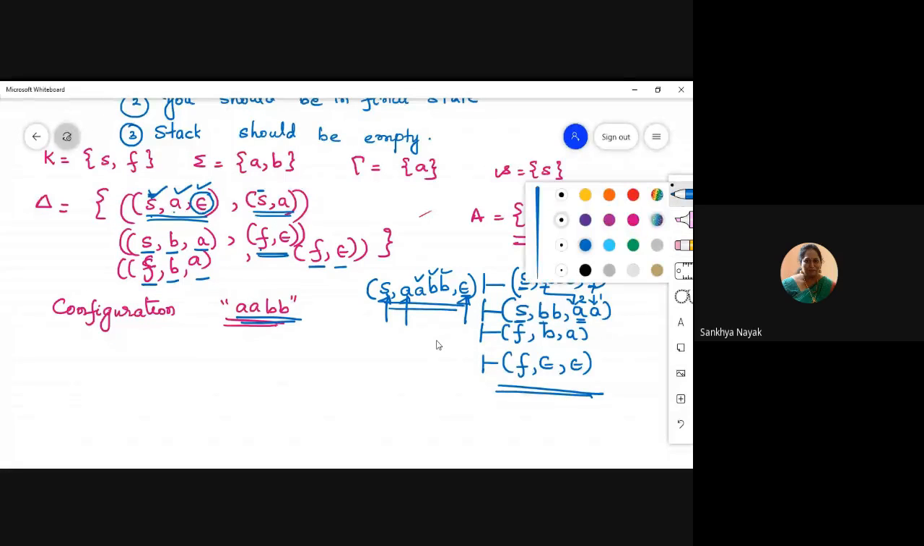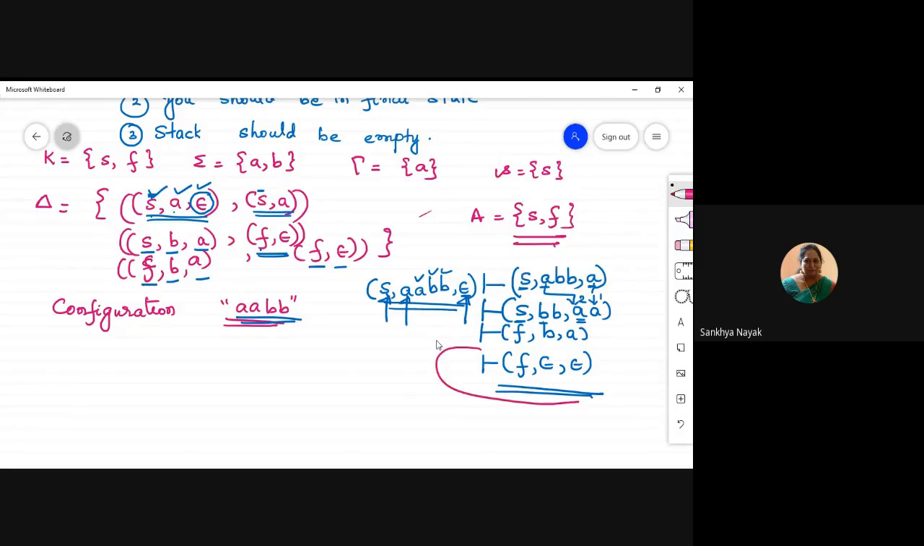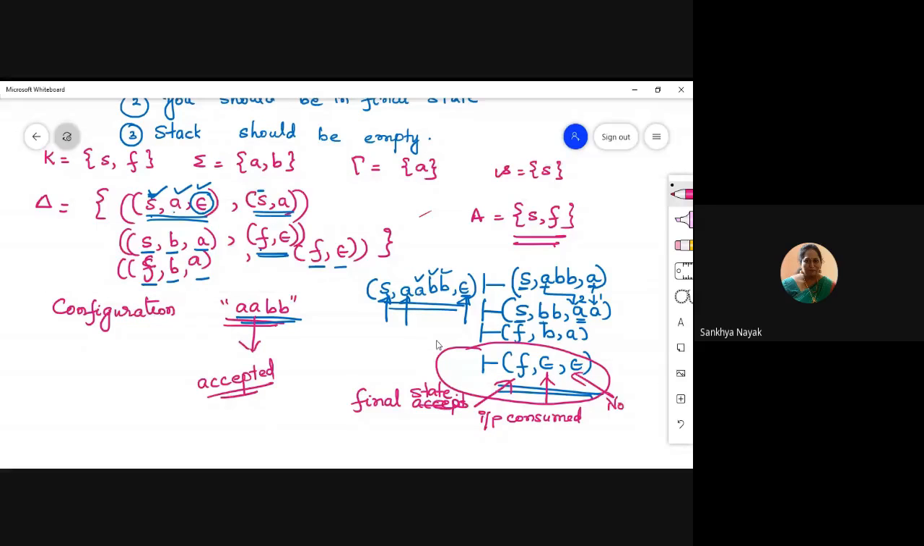So when you reach this place, you can say that the configuration AABB is accepted. How can I say it is accepted? Because F is a final state, agreed? So for accepting, we have three conditions. F is a final state, that's one condition to be accepted. Input is consumed, that is the second condition to be accepted, and nothing is in the stack. So we have reached the acceptance state.